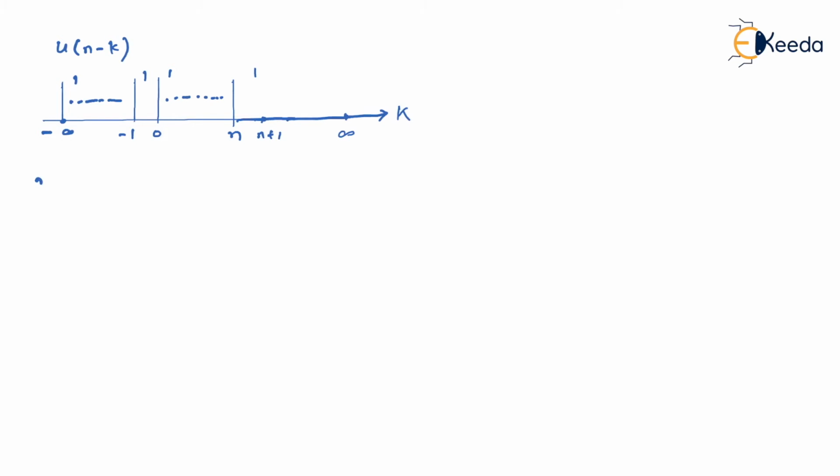So when I say I want to convolve my x of n with u of n, then by our standard formula, I can write summation k equal to minus infinity to plus infinity x of k u of n minus k. Is that right? So now I have already drawn the u of n minus k signal over here. As you can see, whenever k is ranging from minus infinity up to n, this u of n minus k value is equal to 1. And of course from n onwards it is always 0.